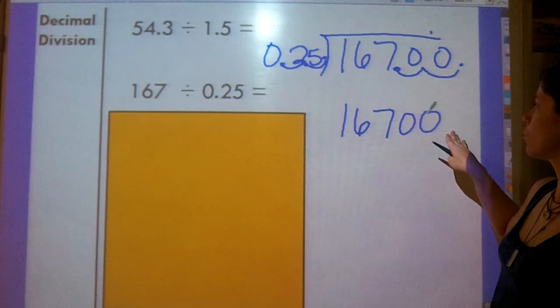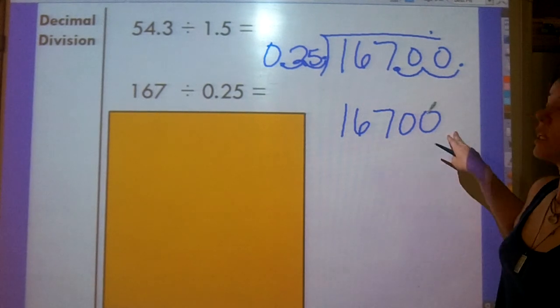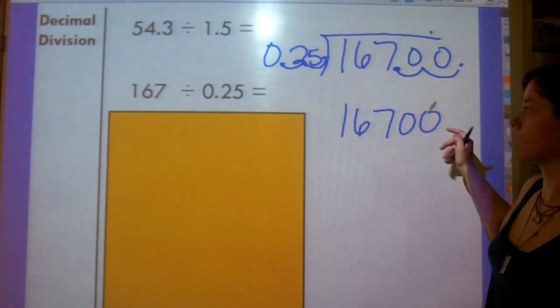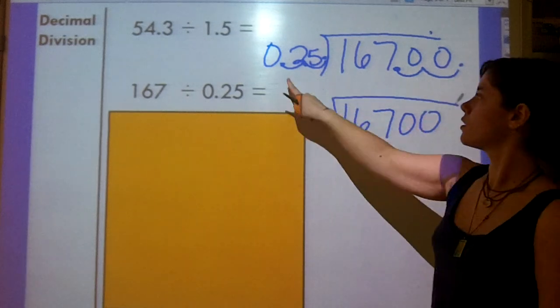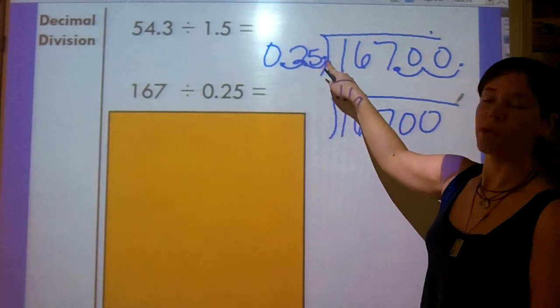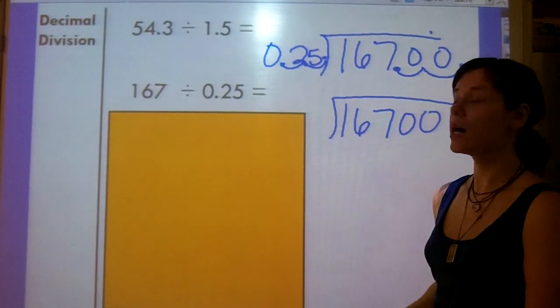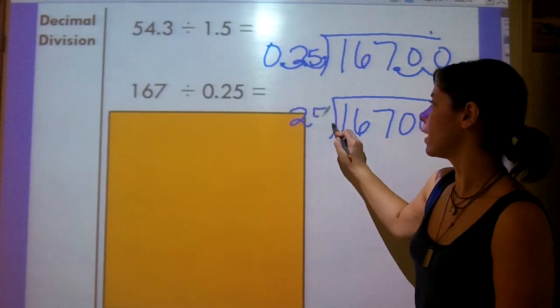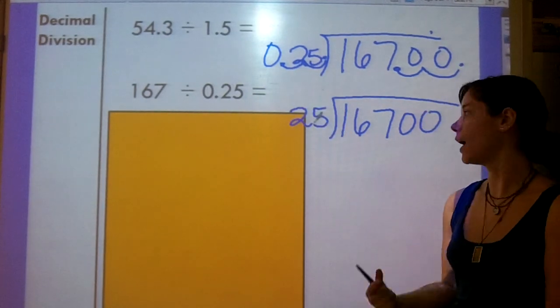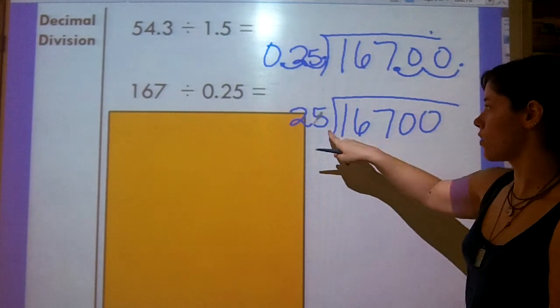Notice how, since I moved my decimal to the end, I'm rewriting it without the decimal. The invisible decimal's at the end. And here, since I moved my decimal to the end, I'm not going to write 0.25 anymore. Now I'm going to write 25. And let's count by 25s to divide this out.